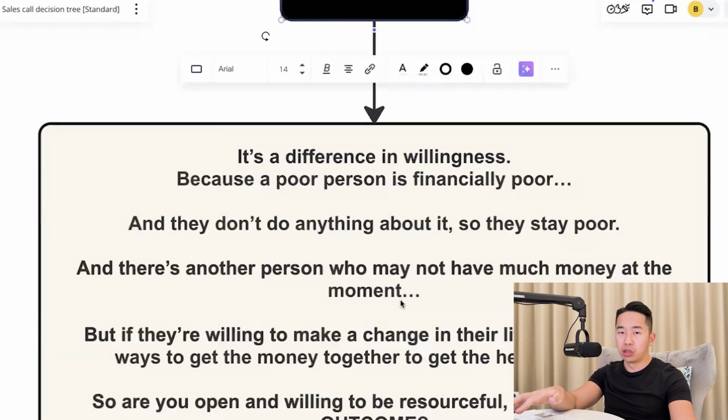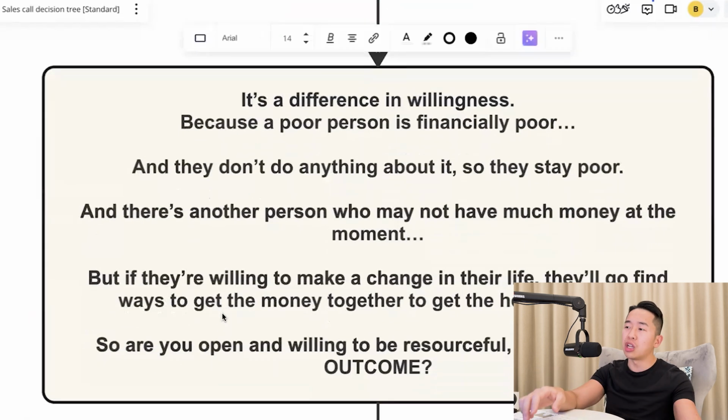So it's a difference in willingness, because a poor person is financially poor and they don't do anything about it, so they stay poor. Yet there's another person who may not have much money right now, but if they're willing to go make a change in their life, they'll go find the money to get the help that they need. Right? So are you open and willing to get resourceful so you can actually retire your parents? So you can actually retire your wife?